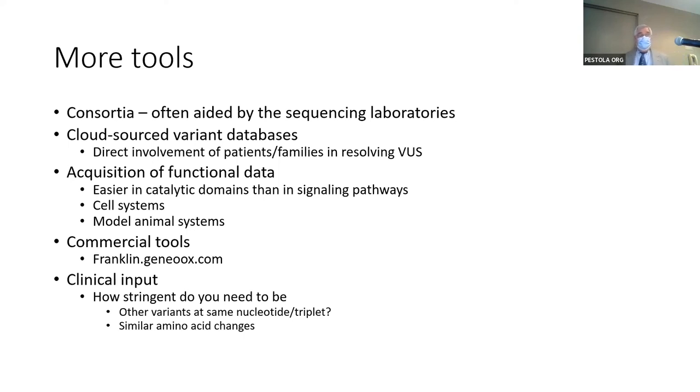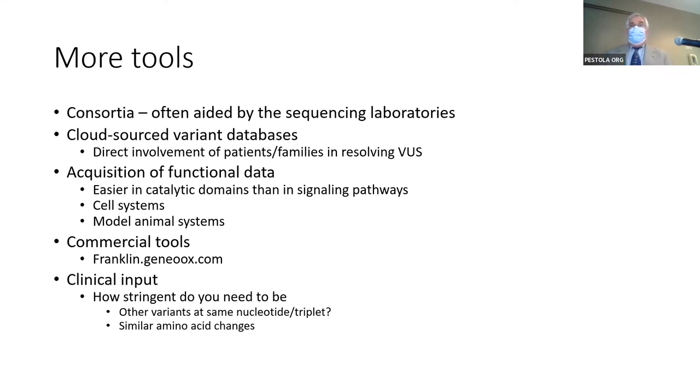If you like playing on the federal sites, you can use Proven, and you can get a lot of the same things out of that. Then you've got to put the clinical input. How stringent do you need to be? Are there other variants at the same nucleotide at the same triplet? Do they cause disease? If it's not the exact same nucleotide and the exact same change, ACMG downgrades it.